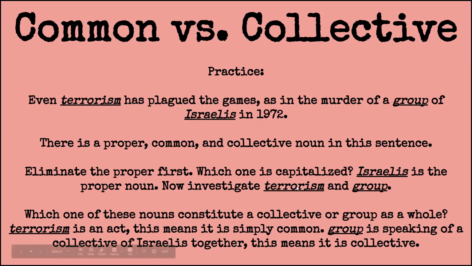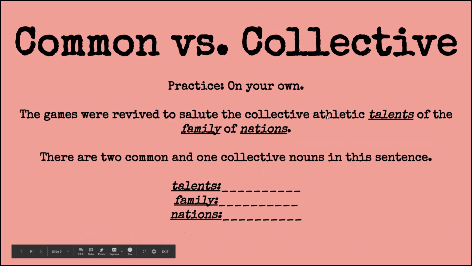Okay, let's take a look at another one and see how you do on this. So this is another one you had on your assignment last week that I wanted to take a look at. The sentence is, the games were revived to salute the collective athletic talents of the family of nations. There are two common and one collective nouns in this sentence. And the three words that you are looking at are talents, family, and nations.